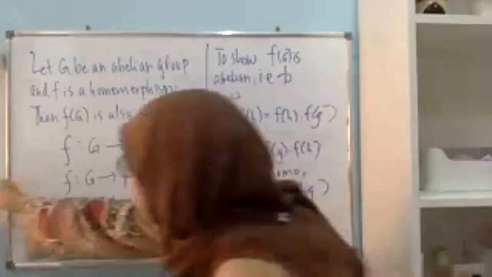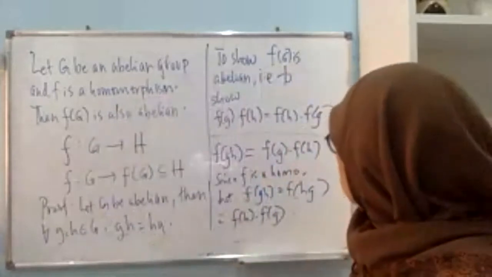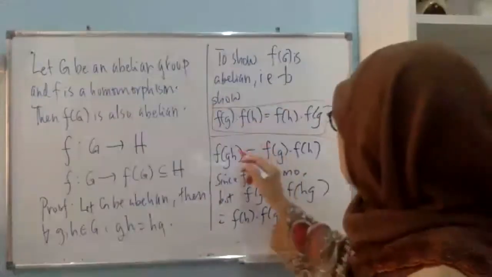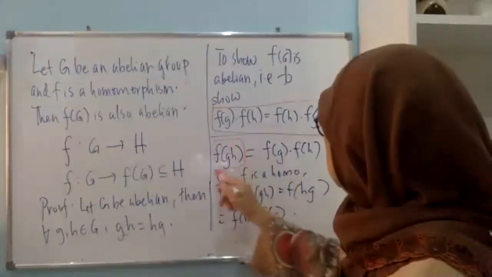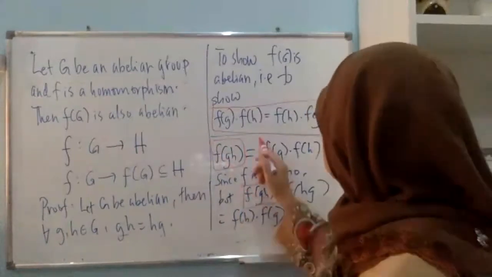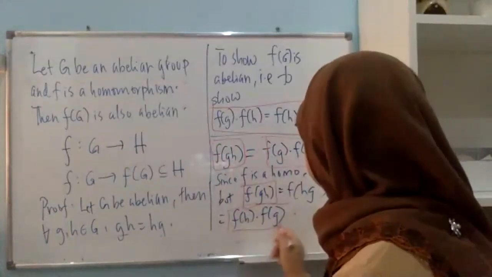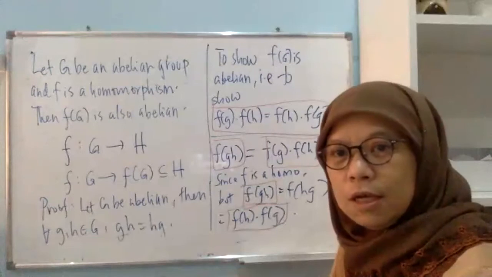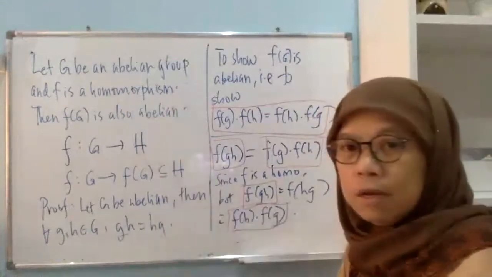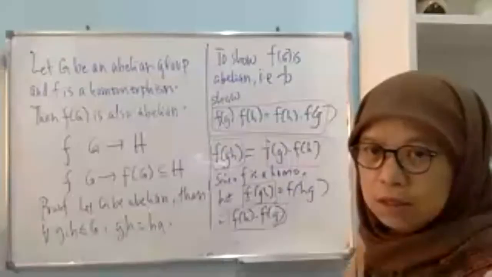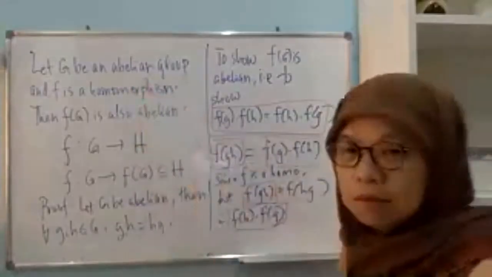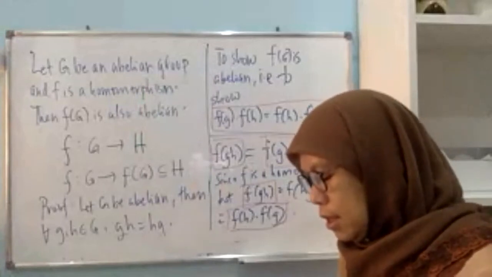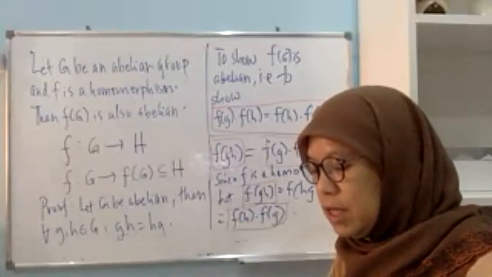Let me see this. I want to show this. And then what you have is this equal to this one. So in the theorem, it's quite simple, but you have to use all the facts given in the theorem. The theorem gives you abelian, the theorem gives you homomorphism. Okay, next one. The homomorphic image of a cyclic group is cyclic.